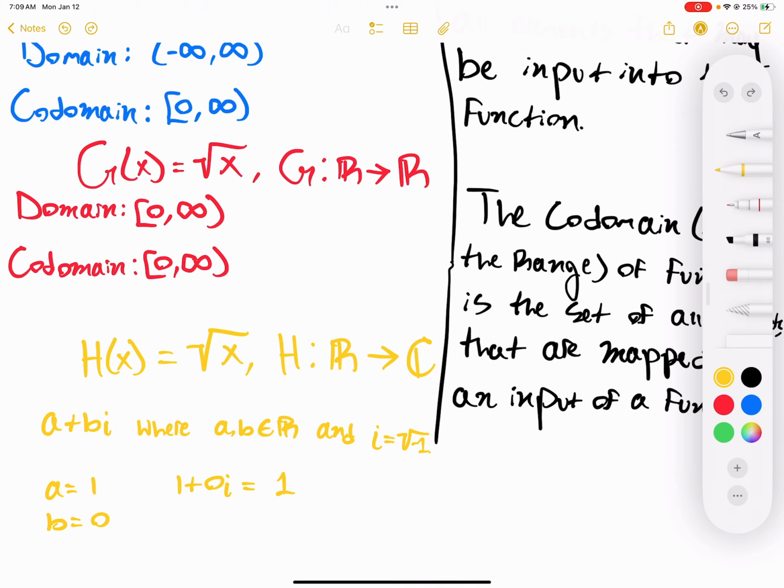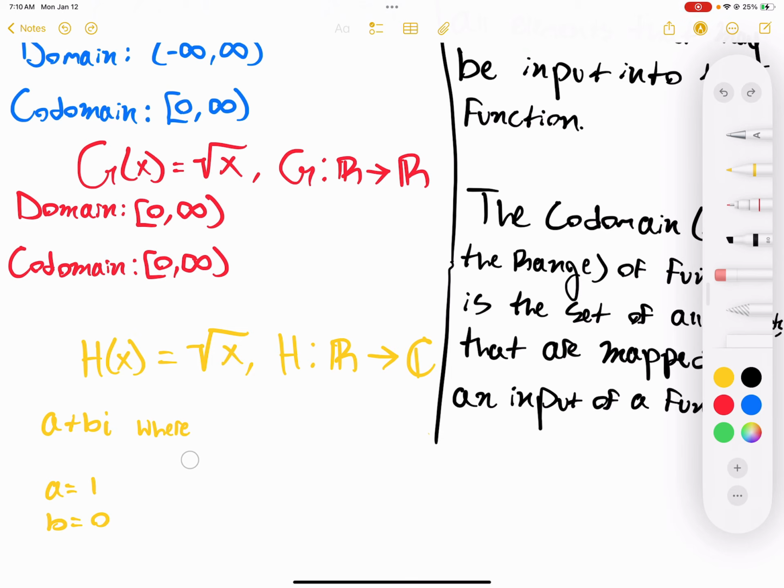So just because the codomain is in the complex number system, it does not mean that every output has to have an imaginary component. It just means that the outputs can have an imaginary component. So that was a quick aside, and now we'll continue with this example.